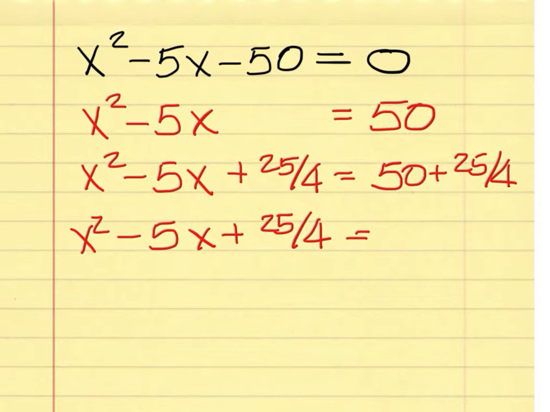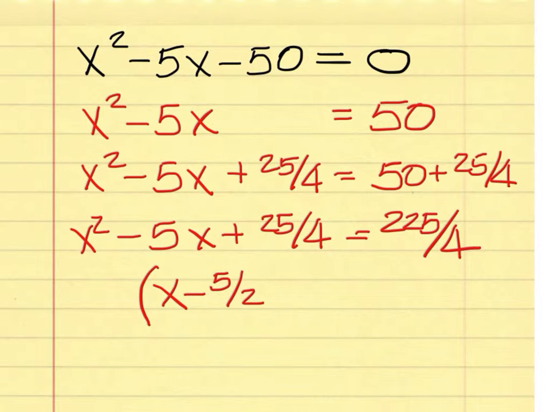We need a common denominator. So if I have a common denominator of 4, I would end up multiplying that 50 by 4 to get 200 and add it to the 25 to get 225 over 4. If I simplify the left-hand side, I have the quantity squared of x minus 5 over 2. And then on the right, I still have 225 over 4.